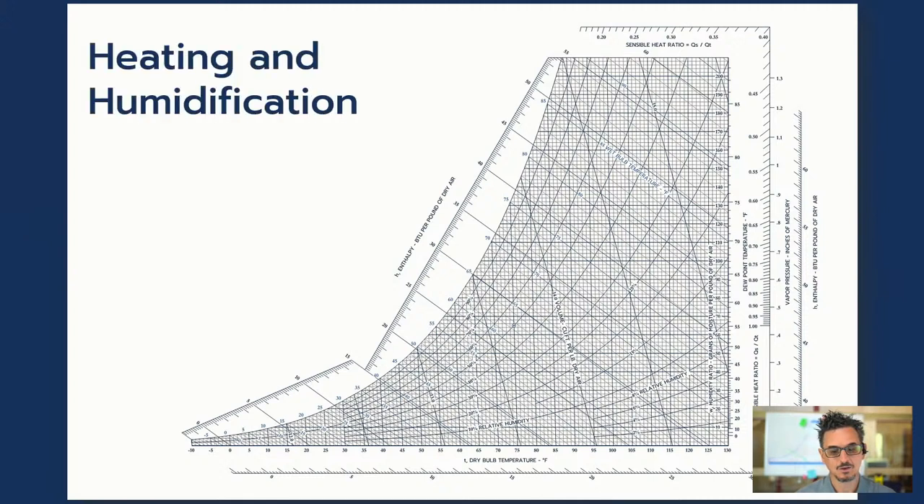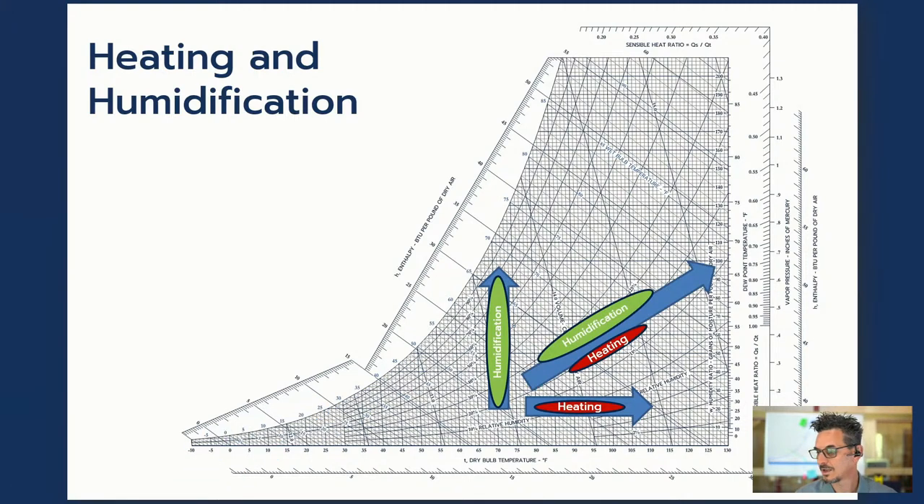Okay, heating and humidification. Something we don't do a ton of in the Southeast, unless we work on computer rooms, data centers, things of that nature, but it is done. So heating, as we know, moves from left to right. Humidification moves from bottom to top. It goes up, is what I'm trying to say. And a combination of the two is heating and humidification. So if you have a lab and you have a lot of makeup air in a unit and it's 10 degrees outside, your design condition, you would heat that air and you'd probably humidify the space. That would be a common example of heating and humidifying, okay?